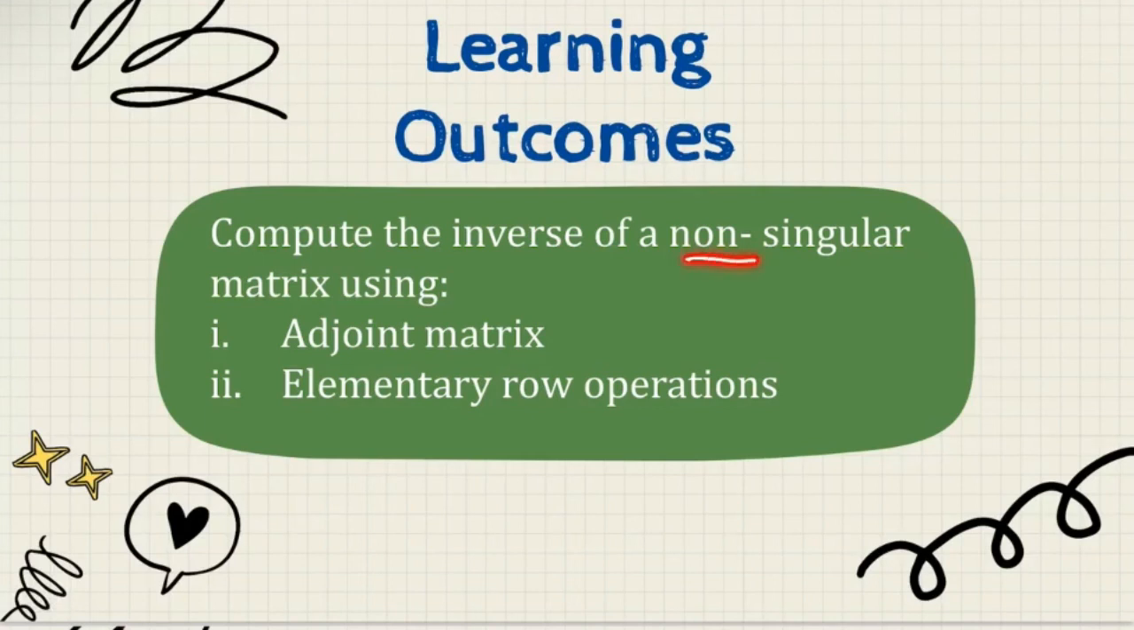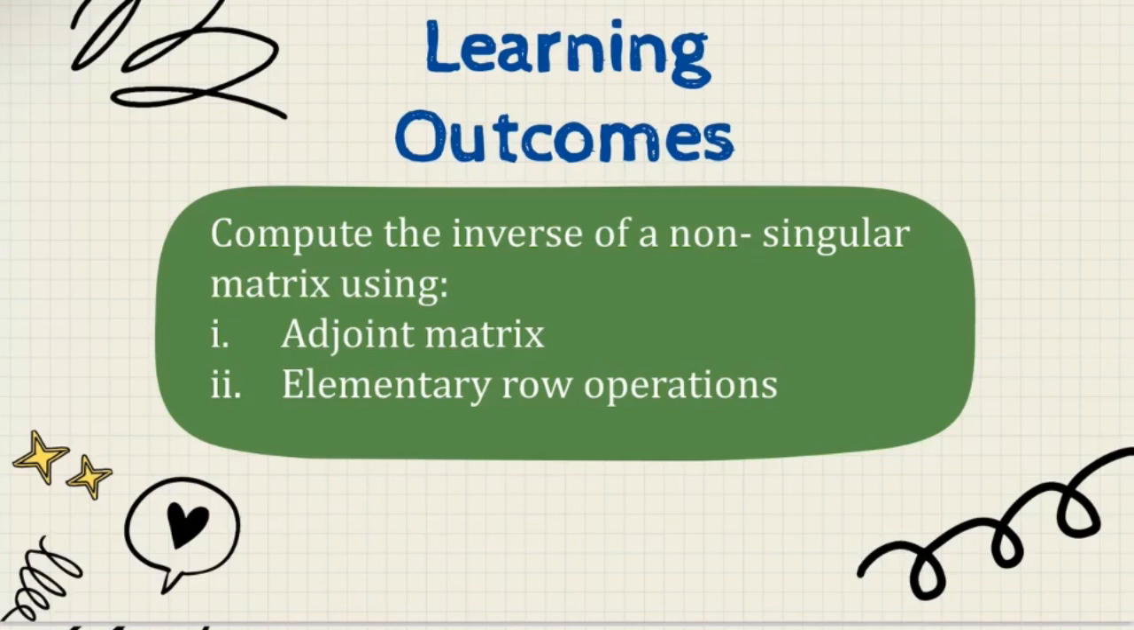So kat sini dia mention tentang non-singular. So non-singular tu apa? Nanti kejap lagi kita tengok. Using either adjoint matrix ataupun elementary row operations. So sebenarnya ada 3 cara untuk dapatkan inverse matrix. Yang pertama adalah menggunakan properties. Okay, properties, and then we are going to look at adjoint matrix, and then kita gunakan ERO. Elementary row operation is actually ERO lah.